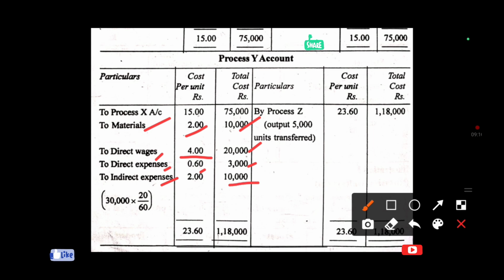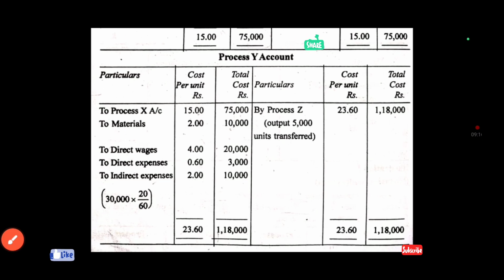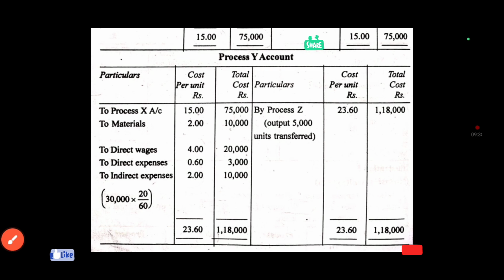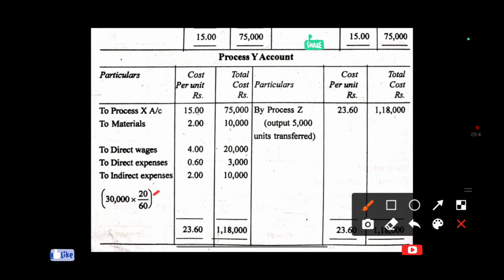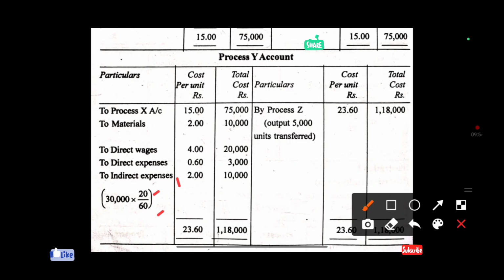10,000 rupees divided by 5,000 units, you will get, how do you get the 10,000 for indirect expenses? We have a calculation for that, because the indirect expenses value they have given in the question is 30,000 rupees. It will be apportioned with direct wages. Direct wages amount is 20,000 rupees for process Y. It will be entered as numerator, and total direct wages is 60,000 rupees. Then we need to find the ratio and simplify that. Direct wages you will get 20 by 60, that means 2 by 6. Again you can simplify that, 2 by 6, you will get 1 by 3.